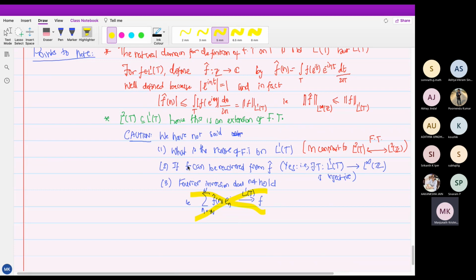Nevertheless, in principle, f can be recovered from f hat. The Fourier inversion formula doesn't hold. Okay, so these are some points to keep in mind. Any questions, comments?